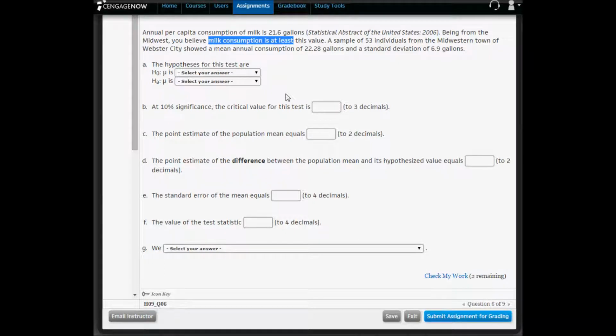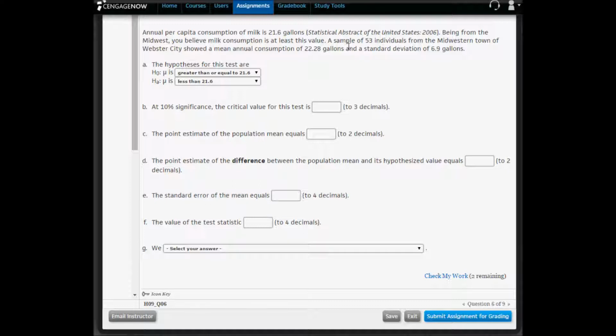In problem 6, we want to test whether milk consumption in the Midwest is at least 21.6 gallons. At least means greater than or equal to. So the statement shaded in blue is the null hypothesis, greater than or equal to 21.6. So the null hypothesis is the mean is greater than or equal to 21.6. The alternative hypothesis is less than 21.6.